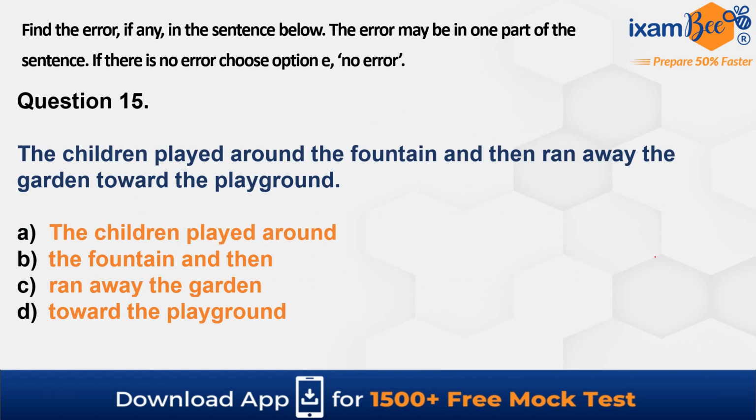Okay, now we will do our last question. This is the easy one. The children played around the fountain and then ran away the garden toward the playground. So you see that "ran away the garden" doesn't make sense here. Ran away means people escape or move from a place, but you don't run away something. If you want to say you're running after something, that means chase. So "ran away" is incorrect. It should be ran through the garden. That means they went inside the garden, they played there and explored the place, going to each corner of that garden. So it should be through the garden. Hence the answer lies in part C.